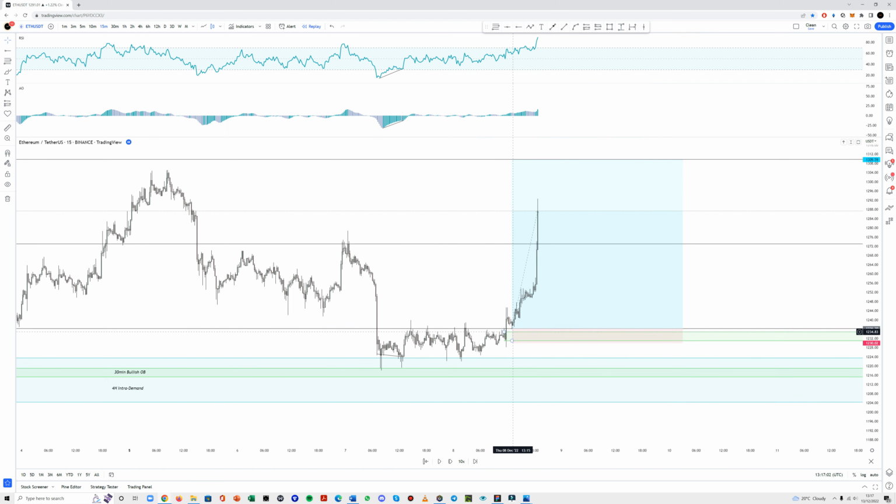Okay, we had the tap right down into the bid. Price then grinded up a little bit and then sort of immediately shot up from this point, okay?